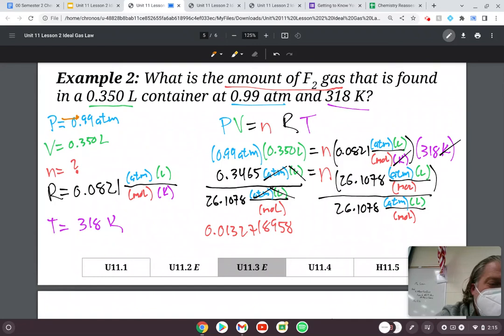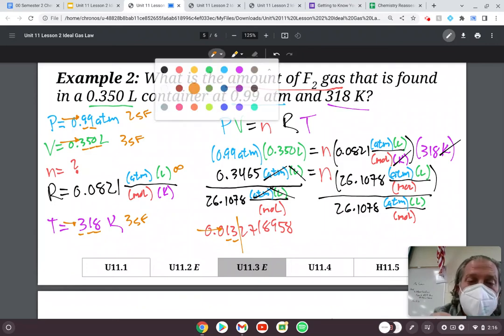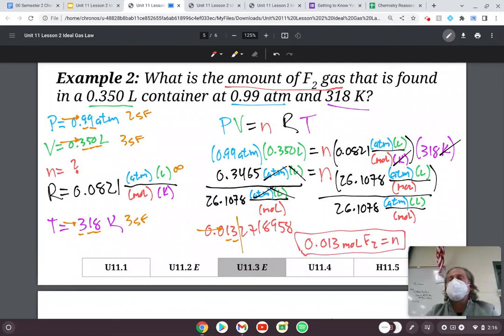And again, going back and assessing significant figures, I always assess from the beginning of the problem. So I draw this arrow over here, and I see that this has 2 sig figs. This has 3 sig figs. This technically has infinite sig figs. And this has 3 sig figs. So my answer needs to have 2 sig figs. So I'm going to draw this arrow here and rewrite this to be 0.013 moles of F2 would be my n, like so.